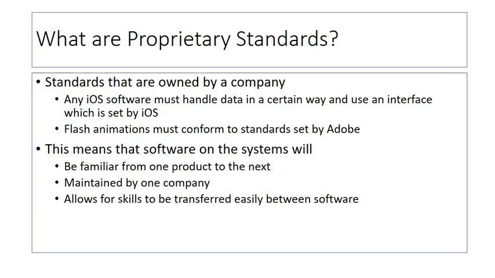The advantage of this is that people will be familiar going from one product to the next. Generally speaking, if someone knows how to use a web browser in Windows, whether it's Google Chrome, Internet Explorer or Firefox, they know how to use a different one. It's maintained by one company. So for example, Apple hold all the chips in regards to how software is developed for iOS. Microsoft hold all the chips for how software is created for Windows.